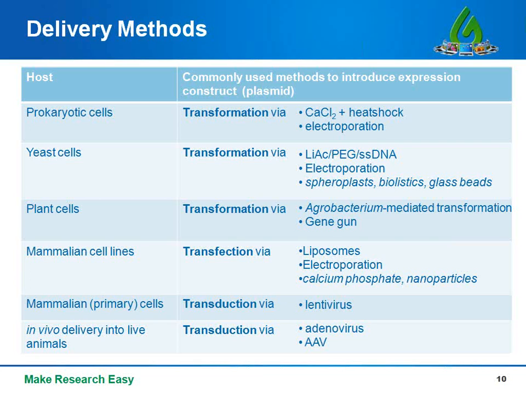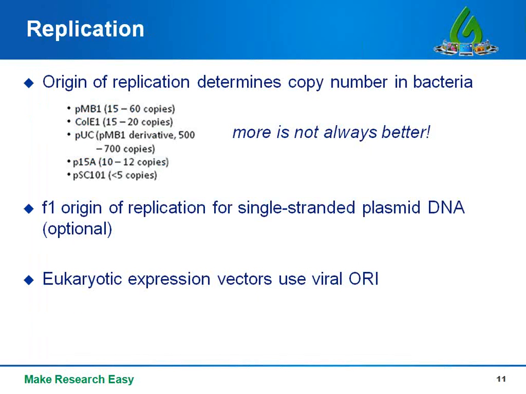And again, on terminology, when you get your expression clone into a host via a virus, instead of calling it transformation or transfection, we call it transduction. So for our discussion, the point is that the expression vector you choose needs to be compatible with the host organism and the delivery method that you'll use. Now, let's move on to the next component of expression vectors, the replication. So the origin of replication is going to determine the copy number.